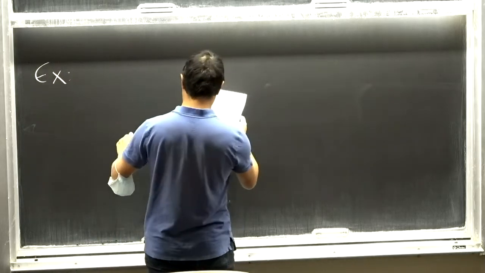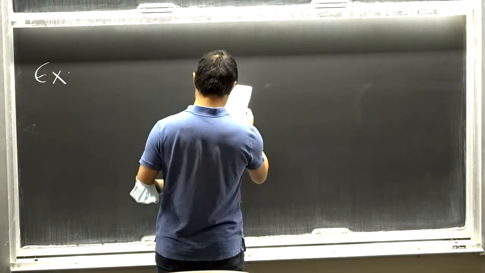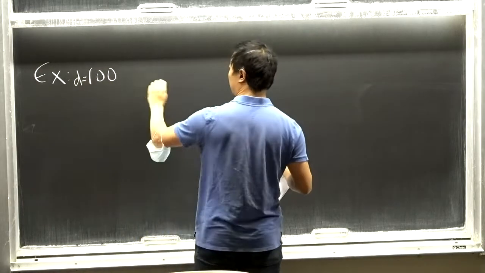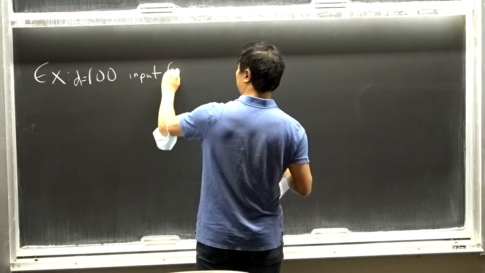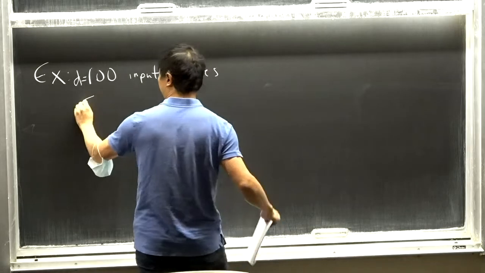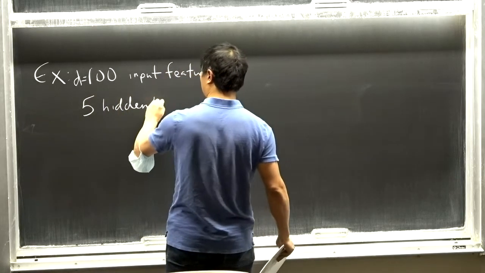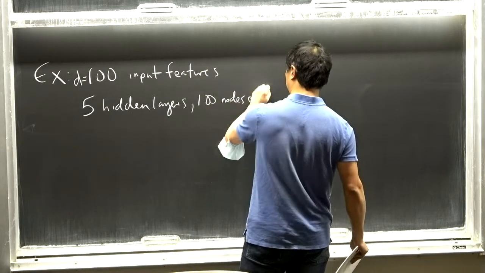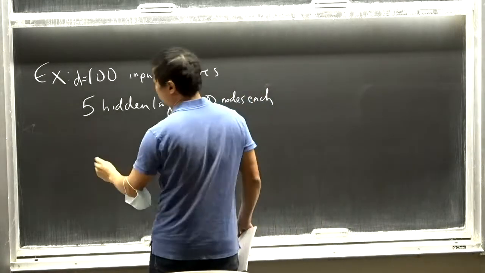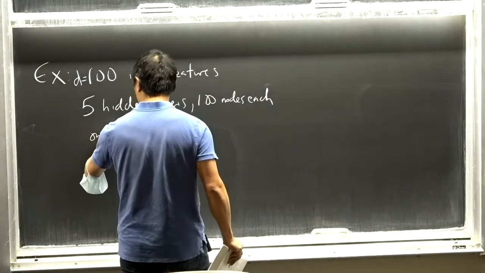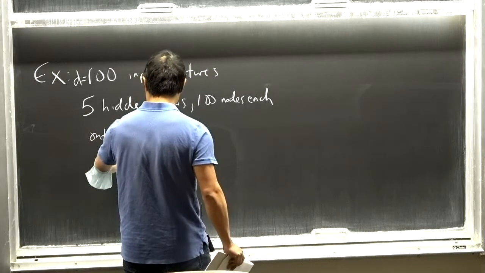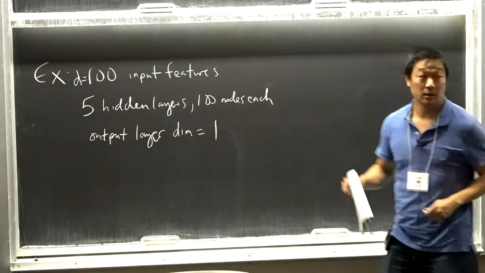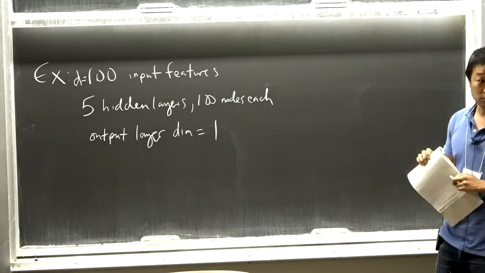Let's say we have D equal to 100, so 100 input features. Let's say we have 5 hidden layers with 100 nodes each. And let's say we output to a single output layer, dimension equals 1. So we output to a single node. That could be something we do for binary classification.